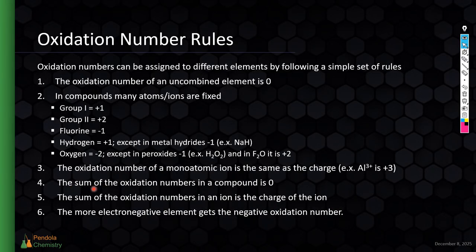Next is number 4. The sum of the oxidation numbers in a compound is always going to be equal to 0. Now, this is a very important rule along with rule number 5. Rule number 5 says something similar. The sum of the oxidation numbers in an ion, a polyatomic ion, is going to be equal to the charge of the ion. So we are going to apply rules 4 and 5 along with any rule that we can apply from number 2 and 3 in order to figure out the oxidation numbers for any element that we cannot figure out from these rules.